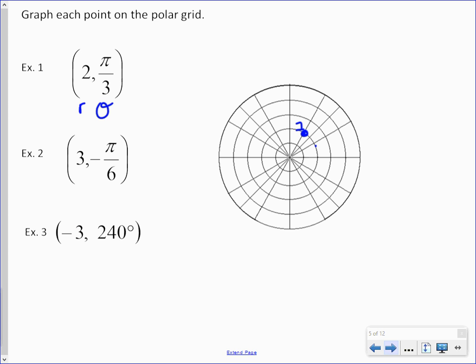Take a moment and see if you could plot the next 2 points. See where you think they'd be, and then I'll graph them, and we'll see if we agree and if we have any questions.